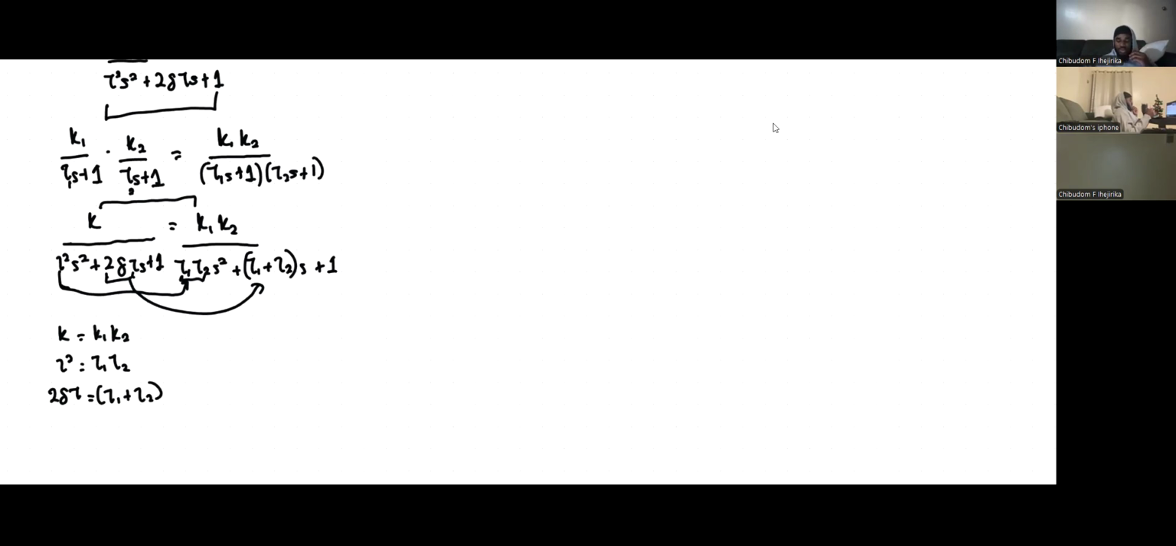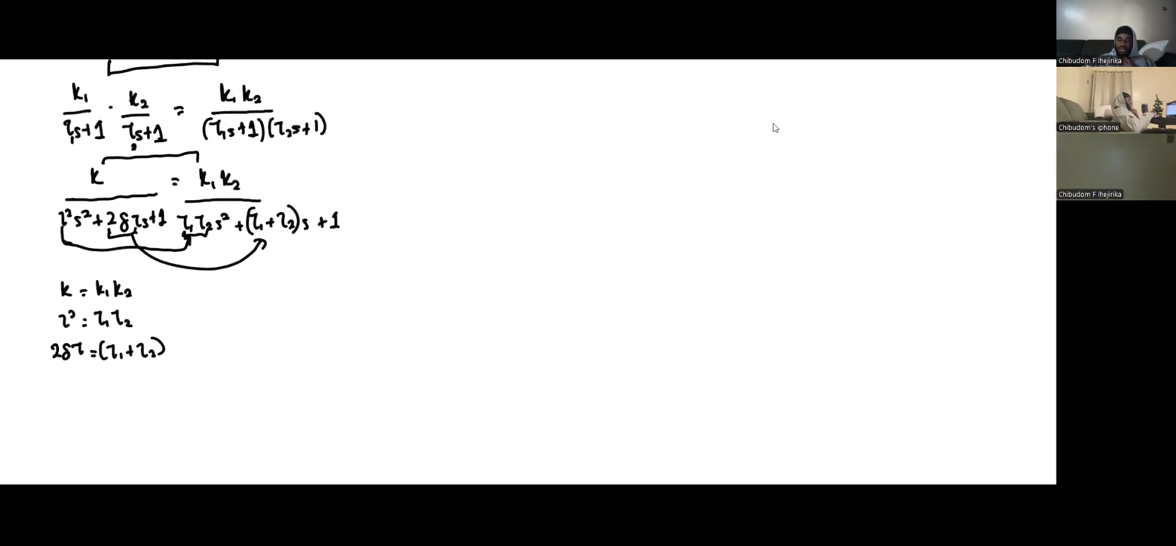So now we know another way of writing this: we'll just make tau the subject. So tau is equal to the square root of tau 1 tau 2. This is just another way of putting tau on its own, removing the square by finding the square root of the other side. That's what we're going to do.